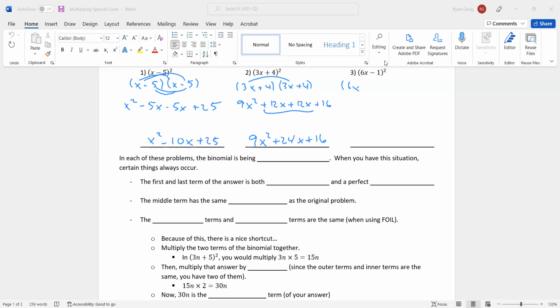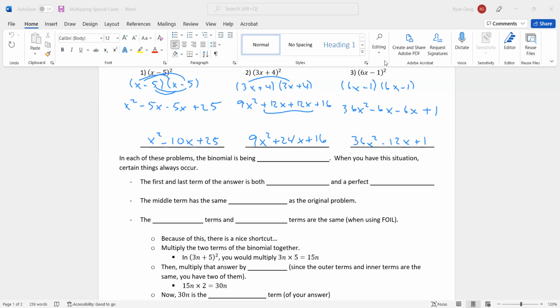Last one, 6x minus 1. I'm going to even do this one without the arrows at all. 6x times 6x is 36x squared. 6 times negative 1 is negative 6x. Negative 1 times 6x is negative 6x. Negative 1 times negative 1 is positive 1. So 36x squared minus 12x plus 1.